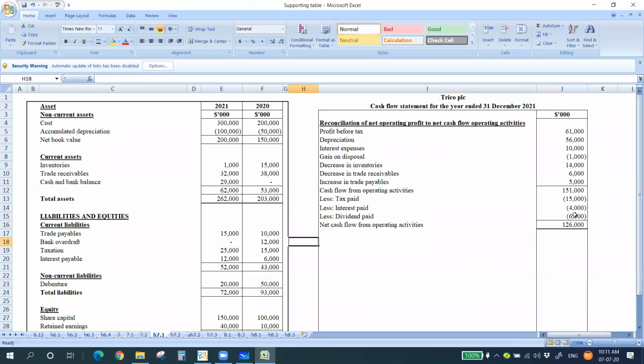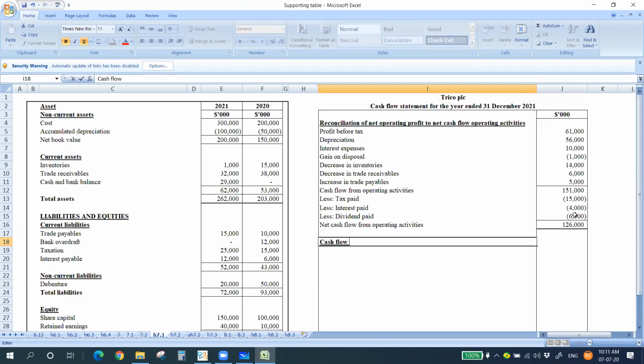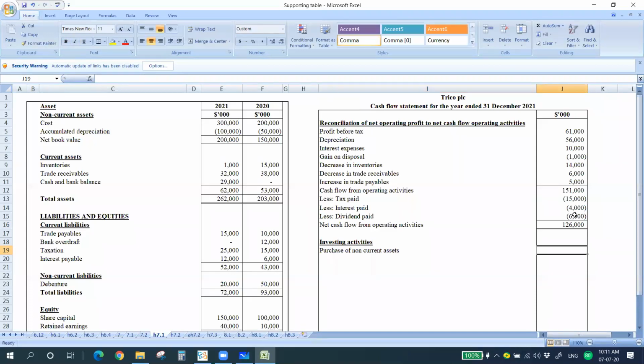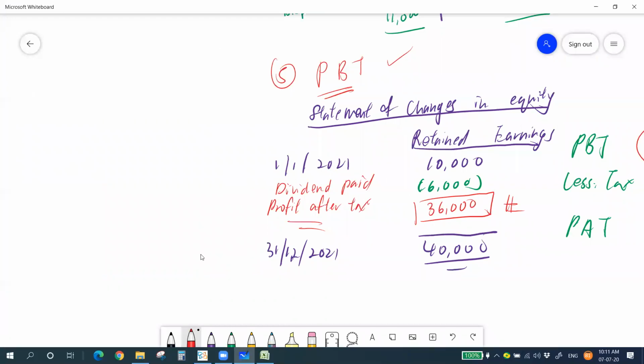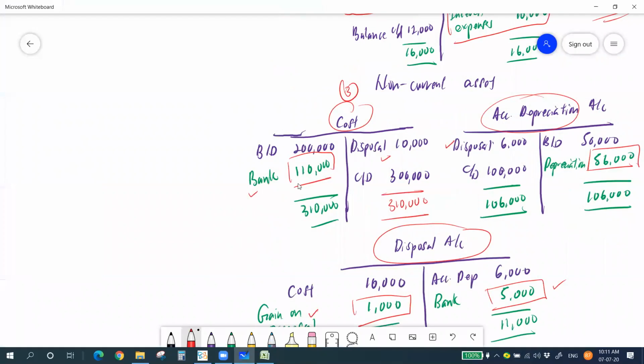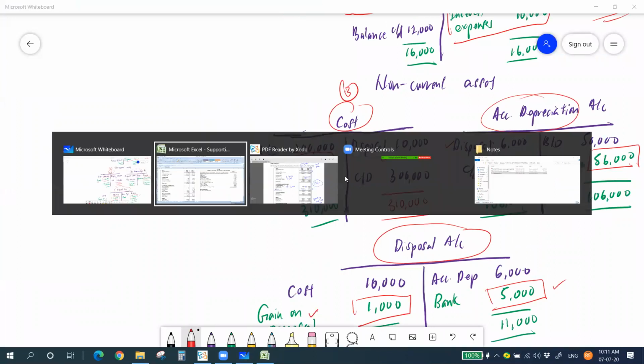Next section, we will show the cash flow from investing activities. So the first one will be purchase of non-current assets. The amount that we spend on the purchase of non-current assets, 110,000.